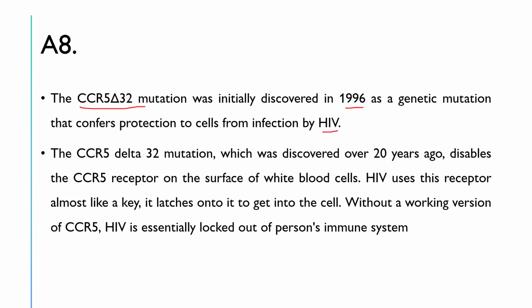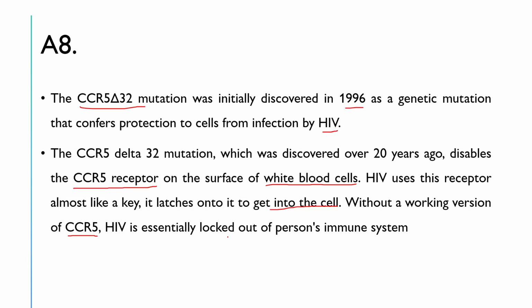This CCR5 delta 32 mutation, which was discovered over 20 years ago, disrupts the CCR5 receptor on the surface of white blood cells. HIV uses this receptor almost like a key. It latches onto it to get into the cell. Without a working version of CCR5, HIV is essentially locked out of a person's immune system.